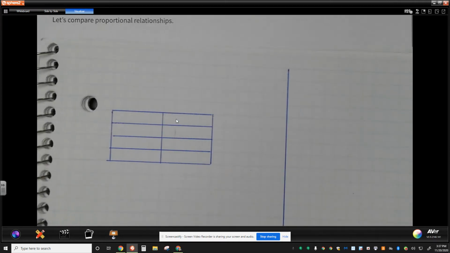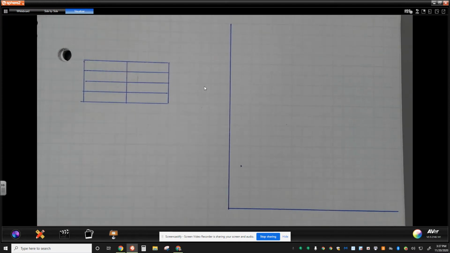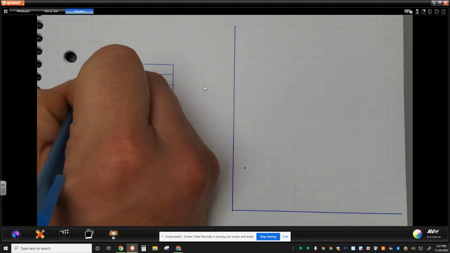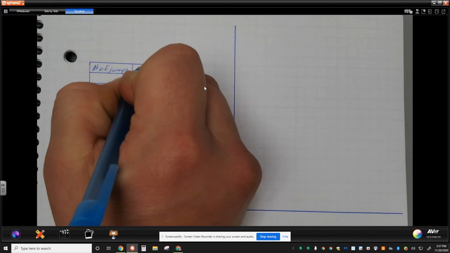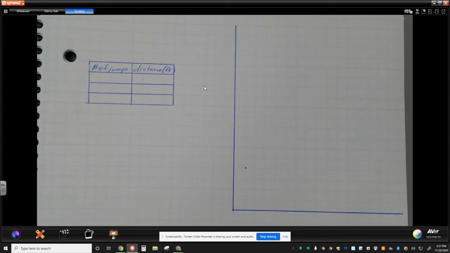So there's a handy little table and graph that I've already made for this situation. We need to transfer that information that we put right here. And we would put right here, we would say number of jumps and then distance, in this case in feet. And we want to go ahead and go with those pieces.